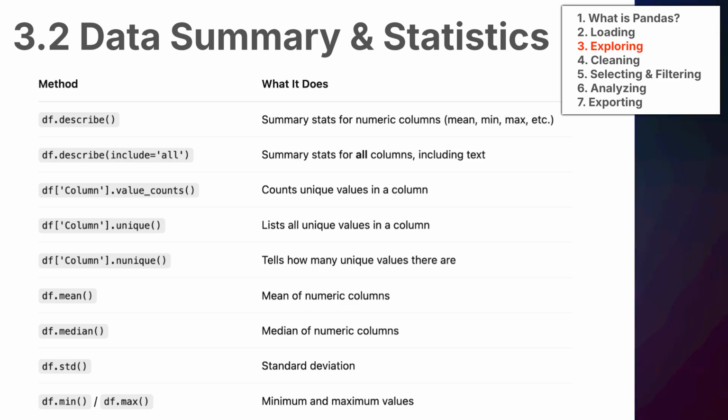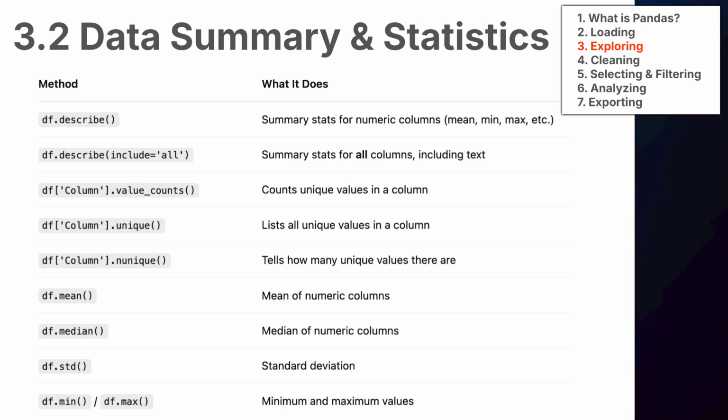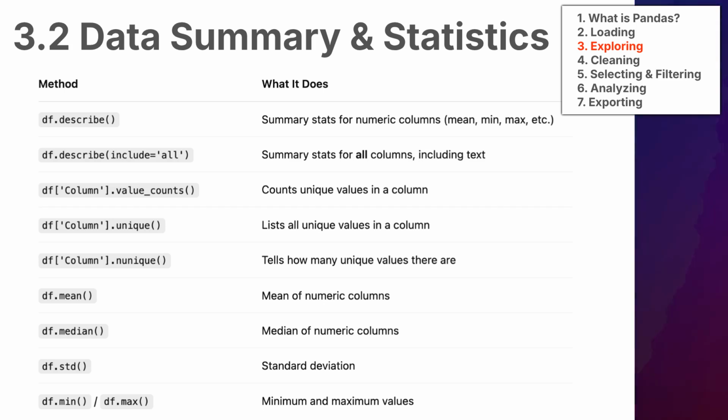2. Data summary and statistics. These tools help you understand what's going on with your numbers and categories. Perfect for spotting trends, outliers, or errors early on.